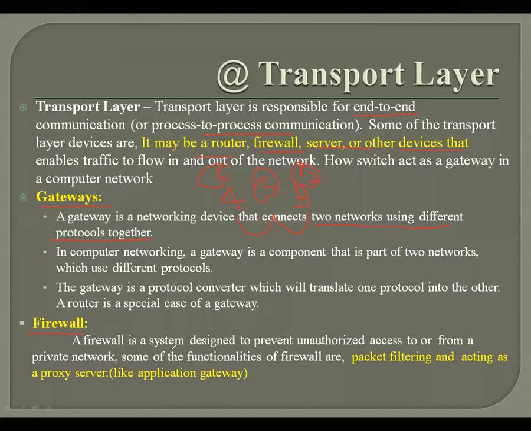Then there is the firewall. A firewall is a system designed to prevent unauthorized access to or from a private network. So it is a kind of security mechanism. Some of the functionalities of a firewall are packet filtering and acting as a proxy server, like the application gateway. These are the two main functions. Packet filtering is needed because we need someone to watch the network carefully, to see what kind of input and output traffic there is. That traffic is maintained via the firewall.